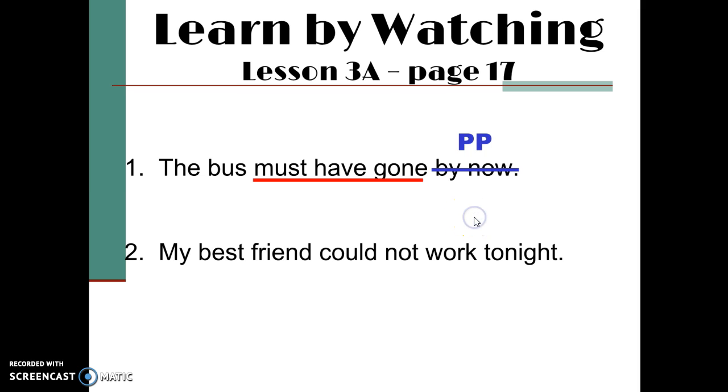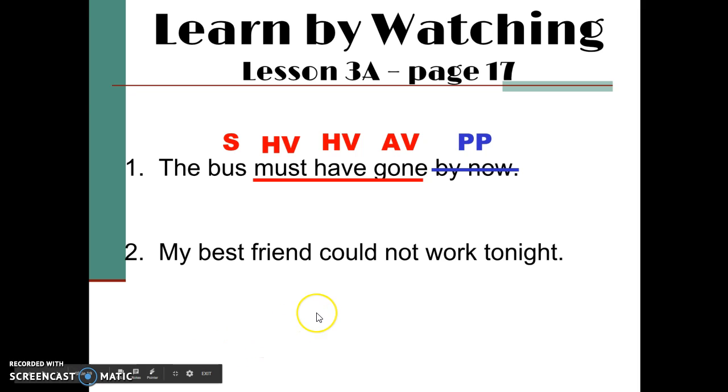We look at the verb at the end to decide if it's action or linking, and gone is a form of go, and that's an action. All the other verbs that are in front of the action verb are helping it, hence the name helping. So we're going to label them HV. Now we root out the subject by searching through the sentence and asking who must have gone. Bus must have gone. So that becomes our subject. Next sentence, my best friend could not work tonight.